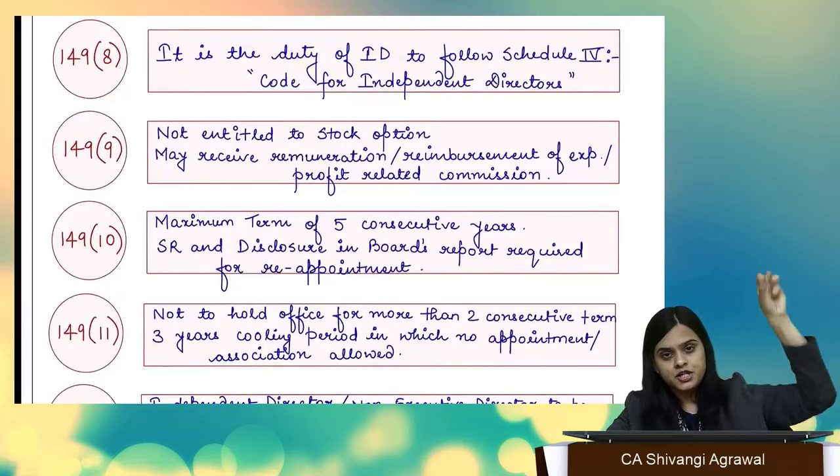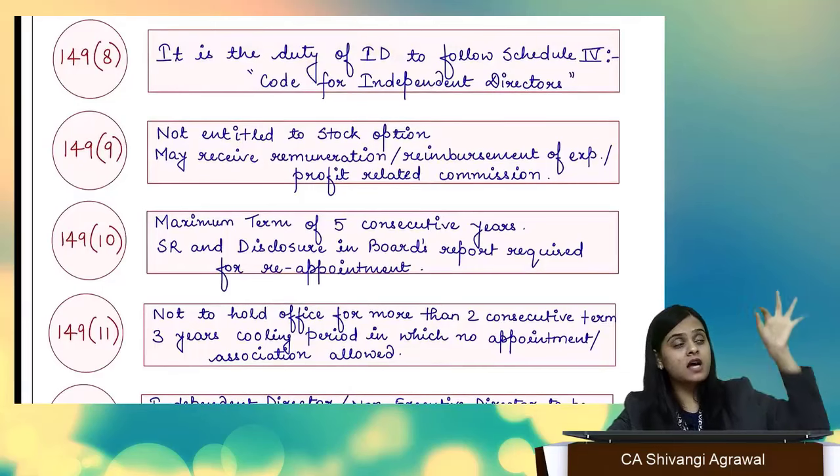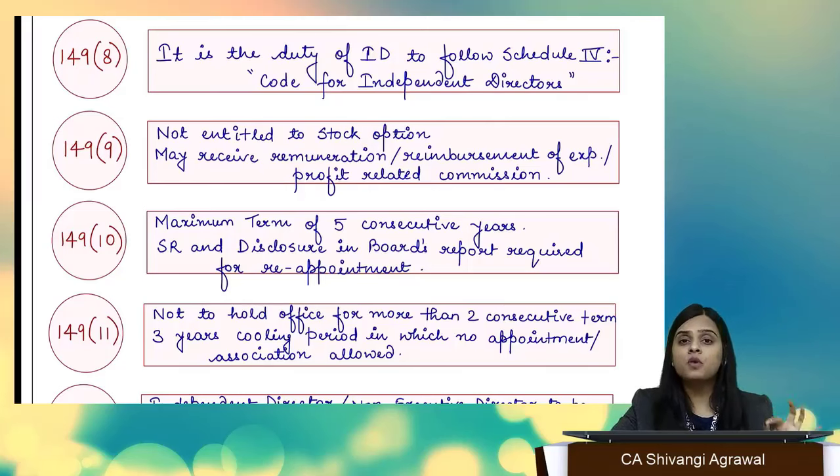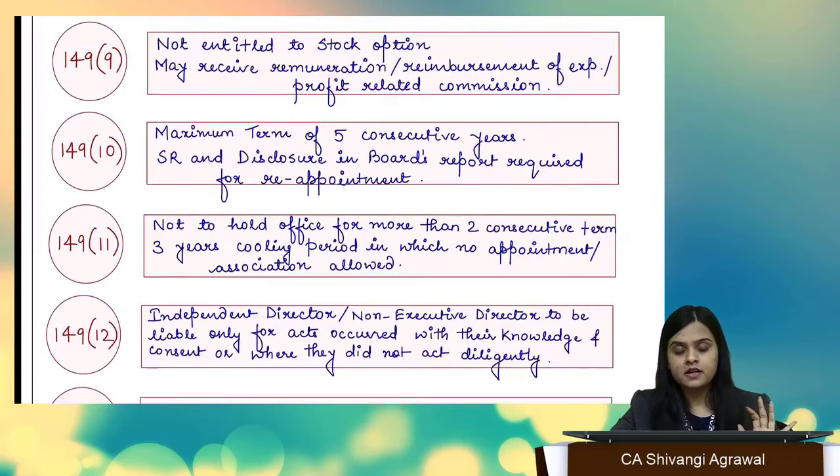We have a code, Schedule 4, code for independent directors, on how independent directors must react to situations and how they should behave. You must follow that. What will you get? Because you cannot get salary, you are not an employee. You would get profit related commission. Even if there is no profit in the company, then also you will get some amount. You will get sitting fees, right? You will get reimbursement of expenses, okay? But you will not be entitled to stock option. That is one thing that you need to remember.